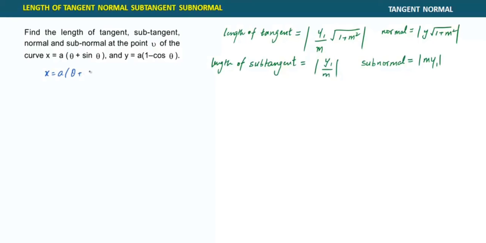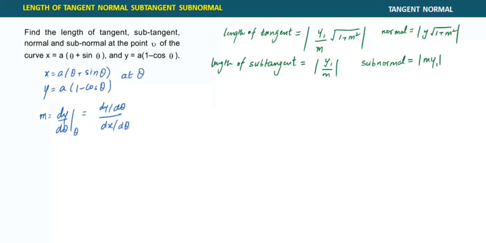So don't worry about the parametric form. In fact, it makes the question a bit easier, let me tell you honestly. So this is 1 minus cos theta. So this is the point at theta. This is given to you. Now length of tangent is nothing but y1 by m. So first of all, let's try and find m. So you need to find dy by dx at point theta. So this will be nothing but dy by d theta upon dx by d theta. So this will become a 1 plus cos theta.